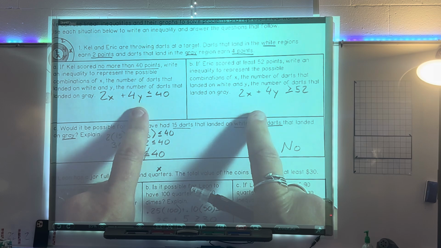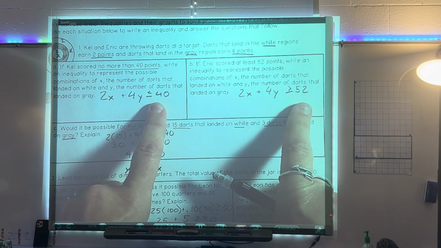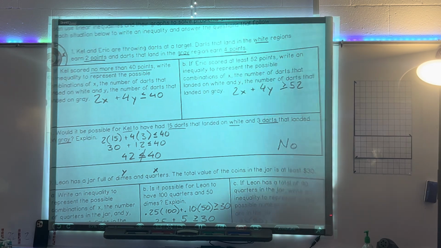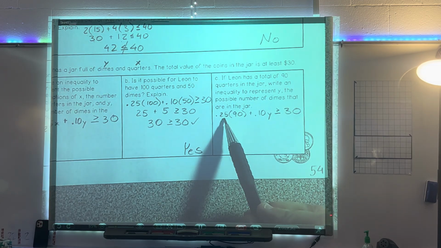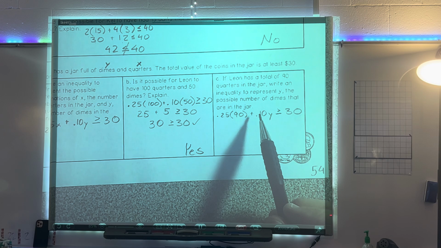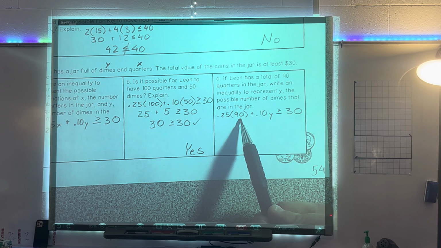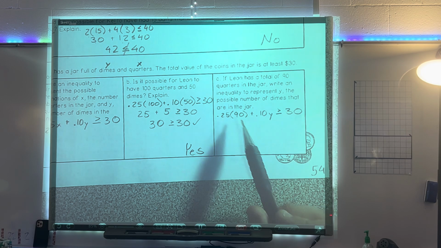I still had 2x plus 4y. They each had a different score, right? Here, they didn't change. The value of a quarter didn't change. The value of a dime didn't change. I don't know how many I have of this, but they told me how many of this. So the only thing that changed was they told me to use 90 there. We okay there? Alright, so what do we get right here?